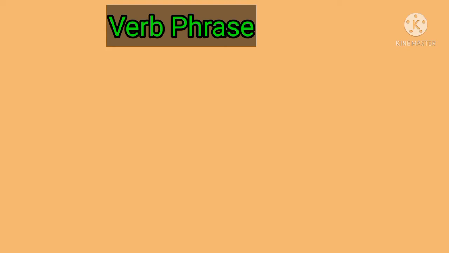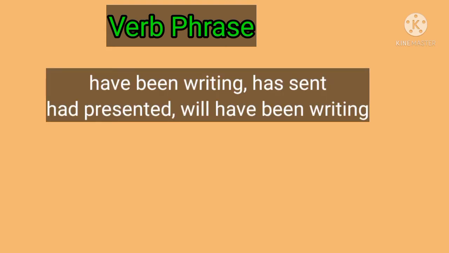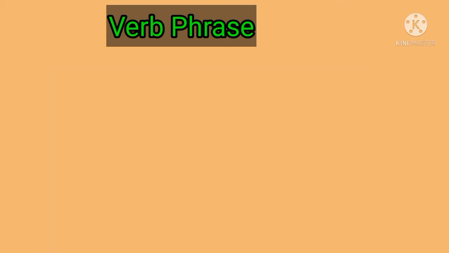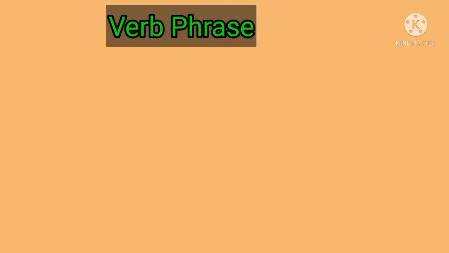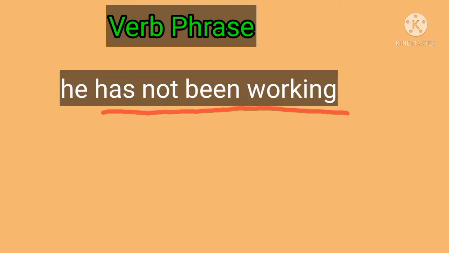Verb phrase is a group of words that does the work of a verb. For example, have been writing, had sent, had presented, will have been writing, etc. A verb phrase in a sentence can consist of one verb or a verb with helping verbs. For example, Joy writes a story, or Joy can write stories. Verb phrase also consists of negative forms of the verb. The negative forms are used by adding negative marker not to the verb. The negative marker is considered as the part of the verb phrase. For example, he has not been working.